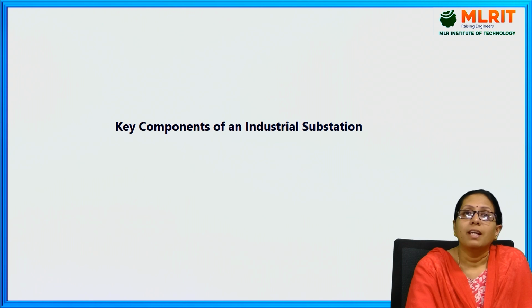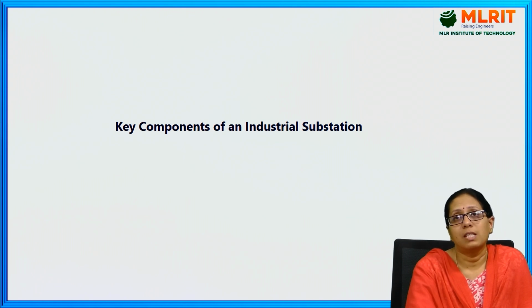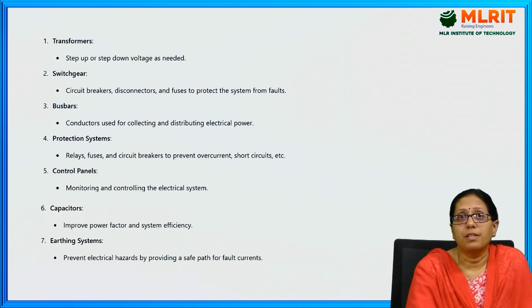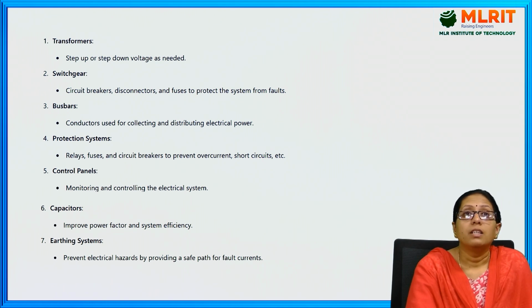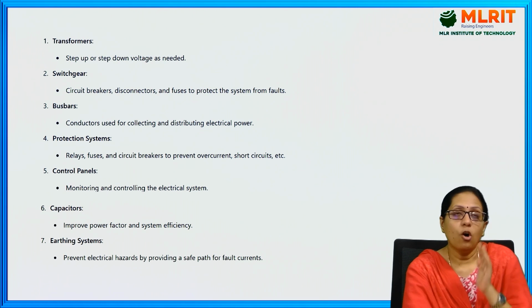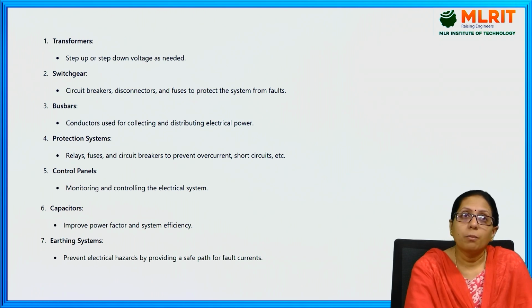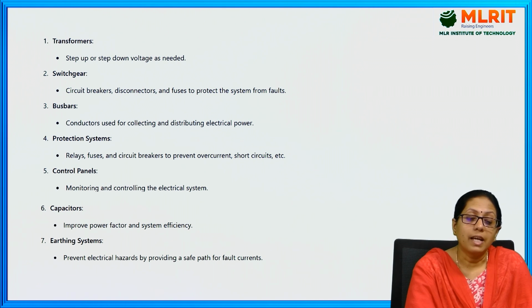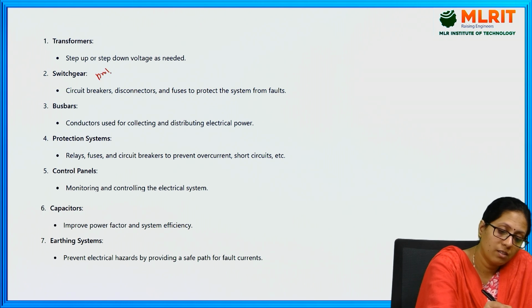Next one is key components of industrial substation. What are the key components? The first one is transformer. As I said, the high tension voltage is being stepped down or reduced to the voltage which is required by the industry or factory. So a transformer is needed. Mostly a step down transformer is needed. Second one is switchgear. Switchgear components are different protection devices.